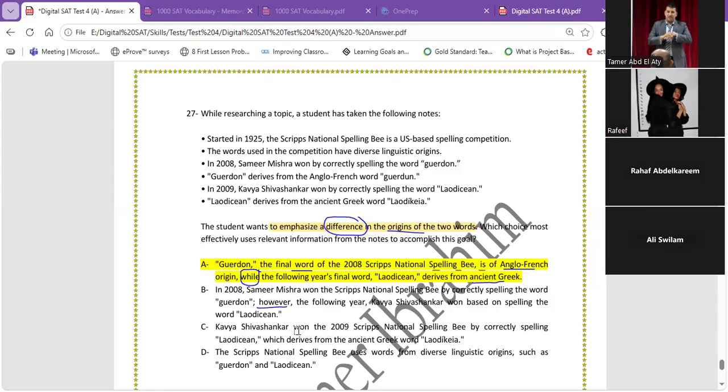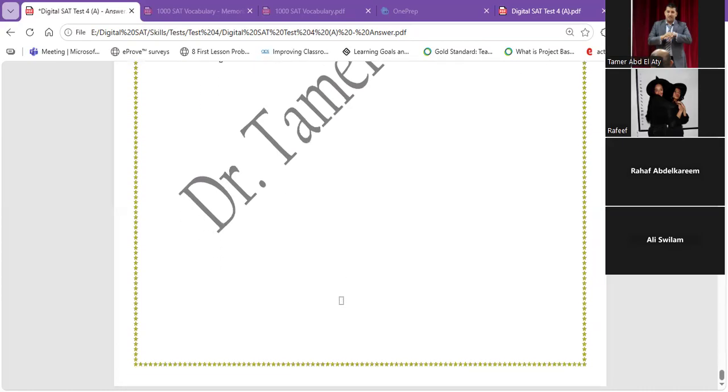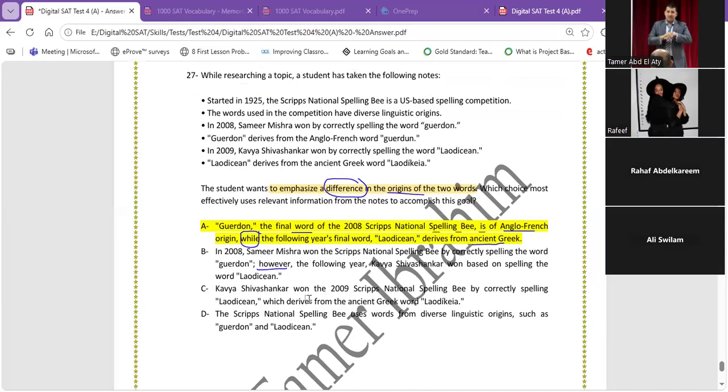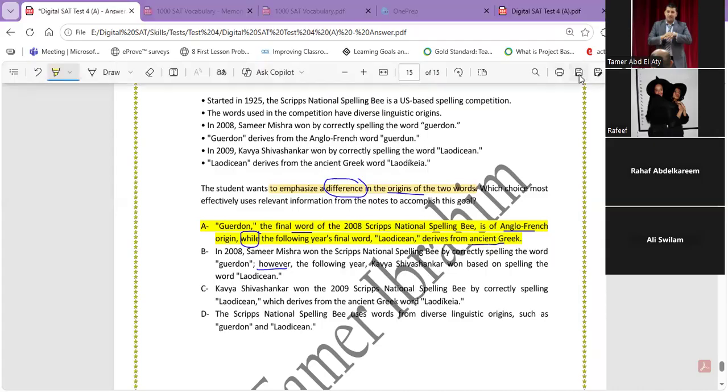C: Kavya Shivashankar won the 2009 Scripps National Spelling Bee by correctly spelling Ludician, which derived from the ancient Greek word Ludikia. Where is the other word? It took only one word. It's wrong. D: The Scripps National Spelling Bee uses words from diverse linguistic origins, such as garden and Ludician. Yes, he mentioned the two words, but he doesn't mention anything regarding the contradiction or the difference in the origin of the two words. So your answers are right. Let me send you the answer key for this one for the people who like to revise.